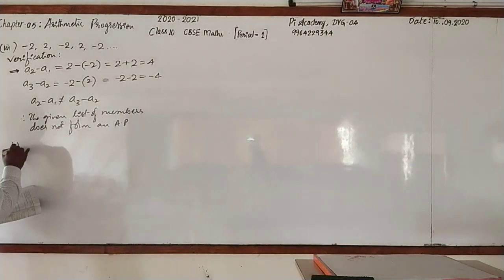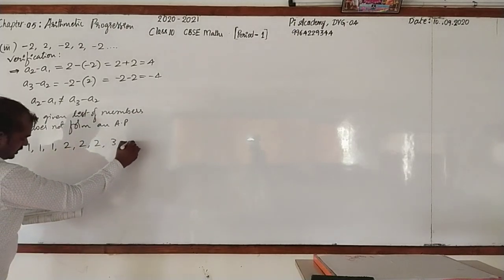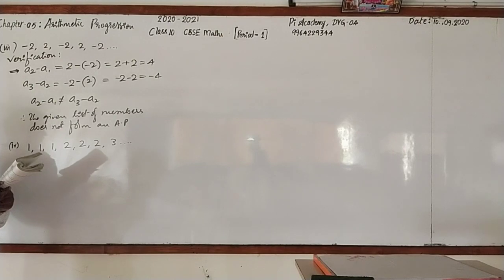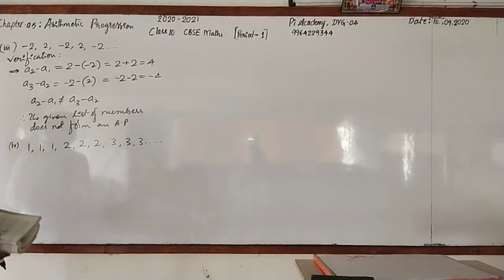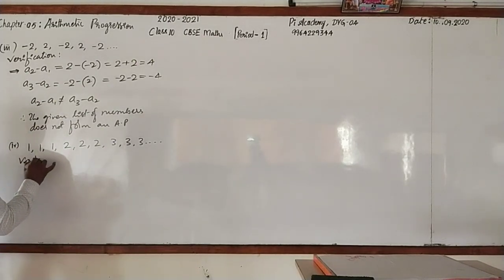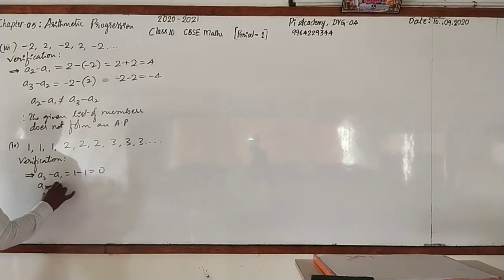Similarly, I will take the fourth one. The fourth one is like this. It is 1, 1, 1, 2, 2, 2 and 3, 3, 3 and so on. We have to check whether it forms an AP. Verification. Hope that you have written. Then find out A2 minus A1. 1 minus 1 is equal to 0. A3 minus A2, it is 1 minus 1 equal to 0.